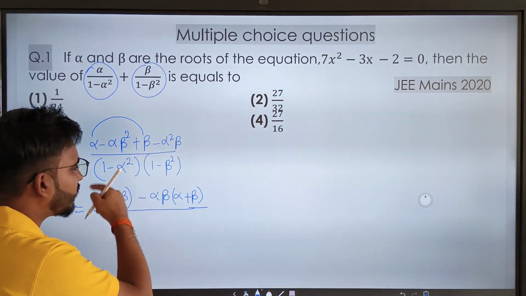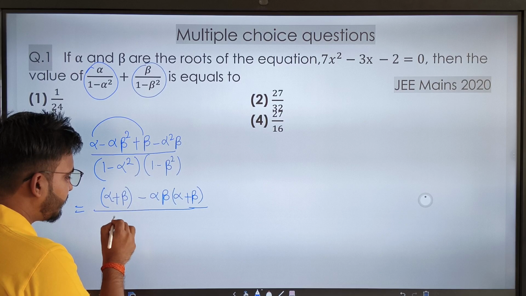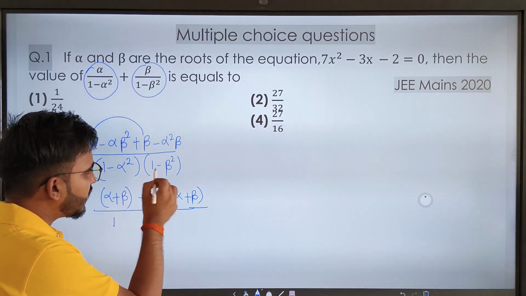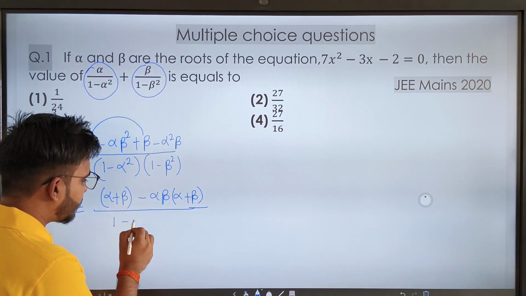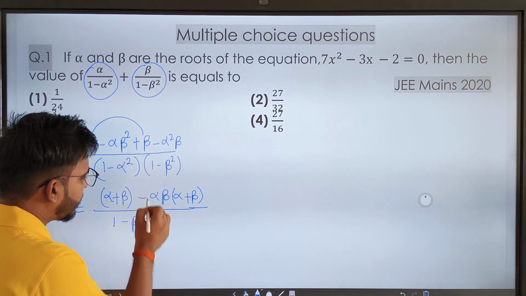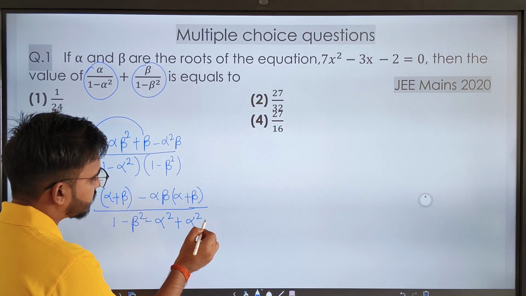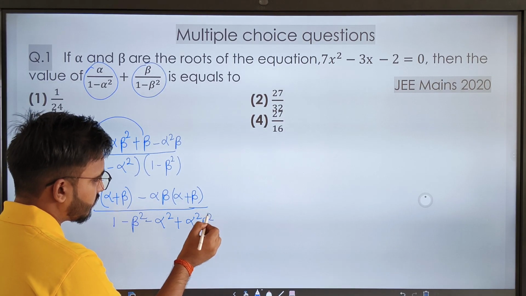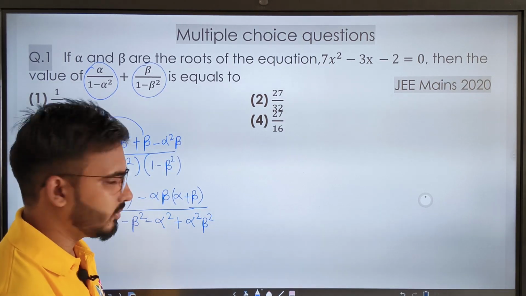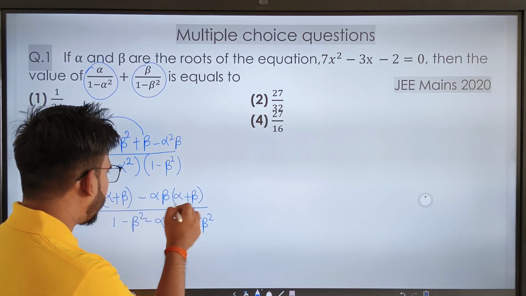now we'll think about the denominator. 1 multiplied by 1 is 1. 1 multiplied with minus beta square is minus beta square, and minus alpha square plus alpha square beta square. Okay, alpha square beta square. Next, we need to find the value of this.